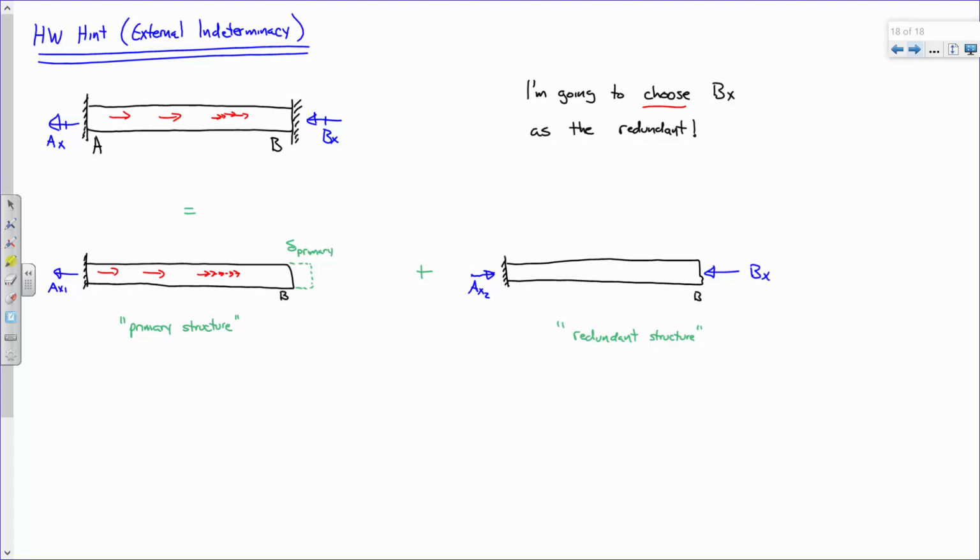Okay? Now, what do you think is going to happen for the redundant structure? What's going to happen to point B? Is it going to move to the right or is it going to move to the left? It's going to move to the left, right? So that's going to do this, and we're going to call this delta redundant.